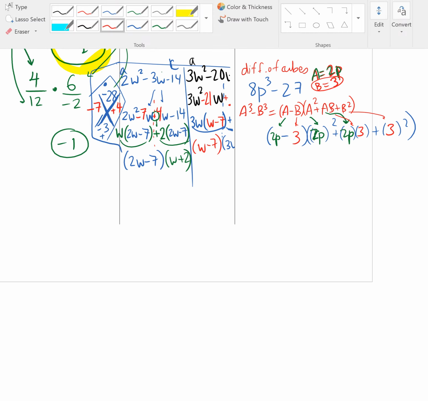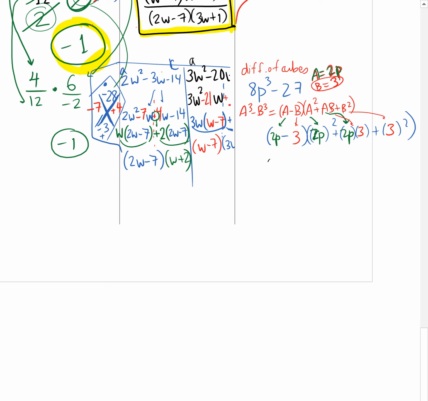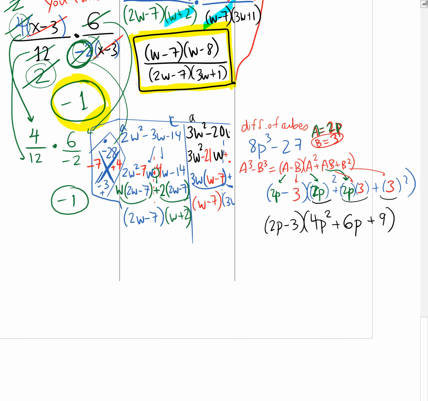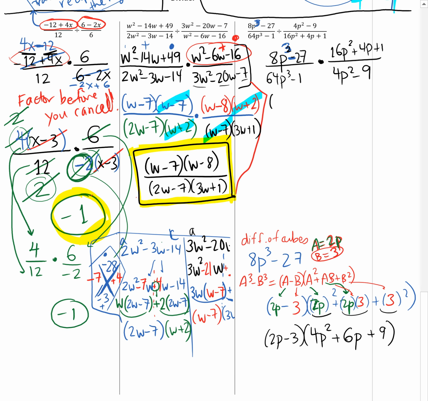Might as well simplify that before I bring it up to the actual problem. It's 2p minus 3, you can't do much with that. But here you're squaring 2 and you're squaring p. 2 squared is 4, p squared is p squared. Plus, now you have 2p times 3, that's 6p. And the last one, 3 squared is 9. Let me bring that up and write it at the top there. It's 2p minus 3, this is going to become a really large problem, times 4p squared plus 6p plus 9. Oh my goodness. That's pretty serious right there.